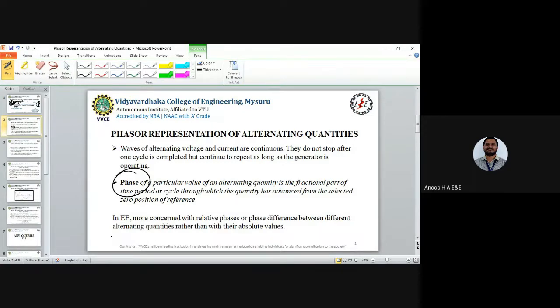If I want to highlight this alternating quantity, the angle or the time that has been advanced is called the phase. Taking the reference as 0, you will have it called the phase. For example, I started from 0, and this one is 2 pi, and this one is said to be pi.